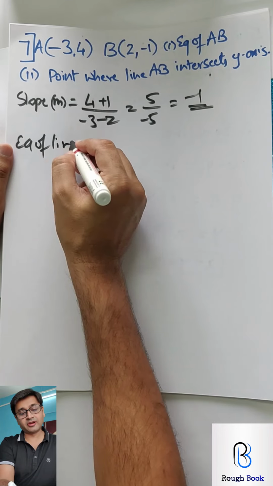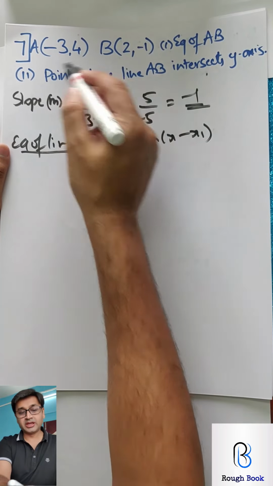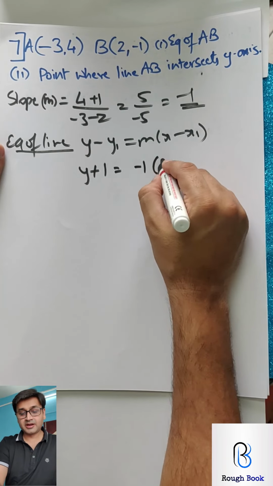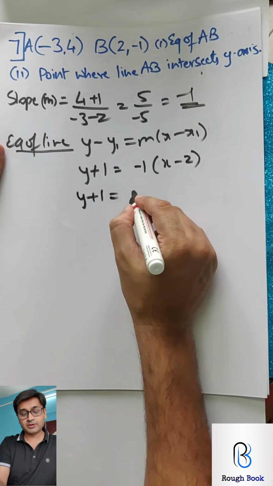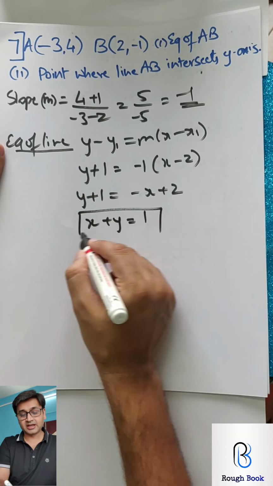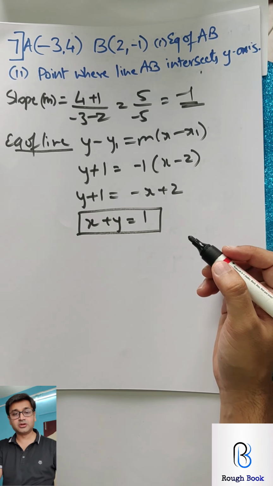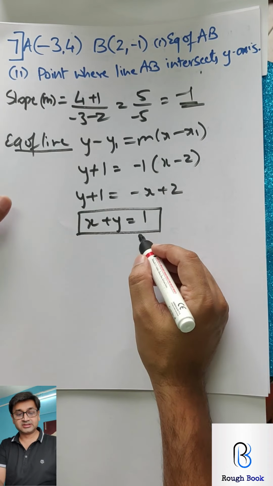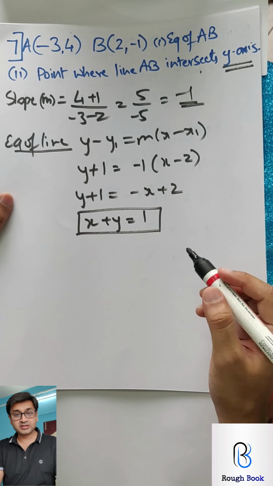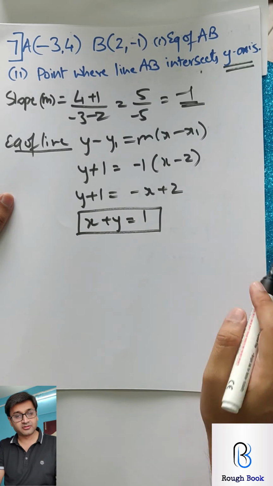And now equation of line. So that will be y - y1 = m(x - x1). So any one point, I am considering the second one. So y + 1 because minus minus is plus. -1 (x - 2). So y + 1 = -x + 2. x coming this side, 1 going on the other side. I got the equation. Just checking. So 7 part 1: x + y = 1. Correct. Now once you got this, second part. Point where the line AB intersects the y-axis. Where does the line intersect the y-axis? At the y-intercept. So use this in that standard form.